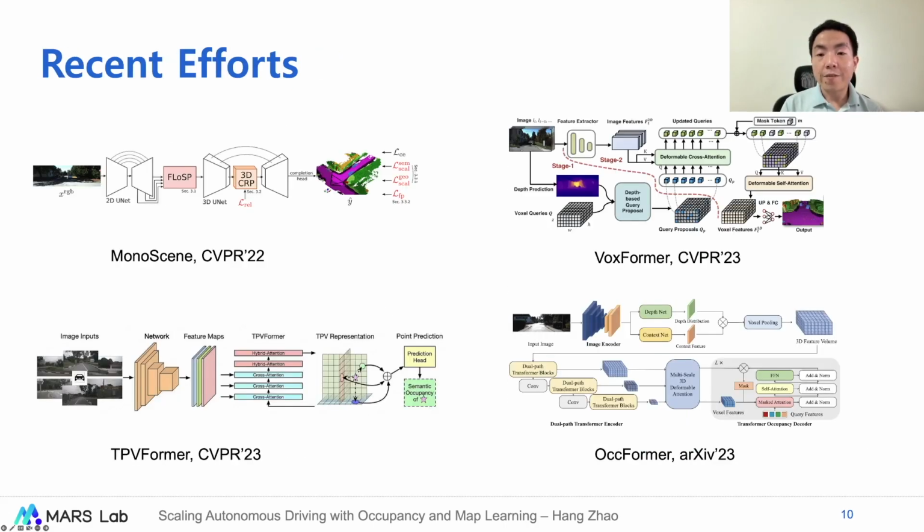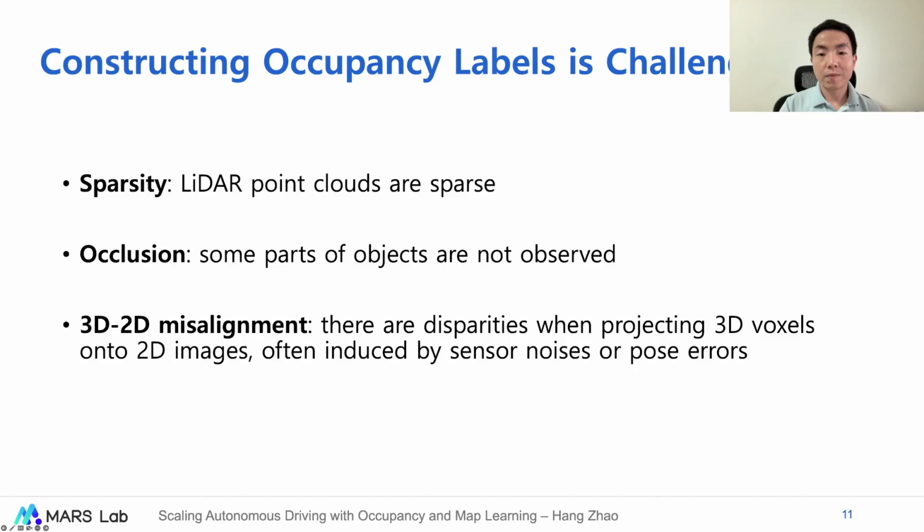There are many recent efforts on occupancy prediction. This is a super hot topic right now, and there are many papers coming out every month. But we observe that there's a notable absence of high-quality datasets together with benchmarks. Actually, constructing such a dataset is challenging for several reasons. The first one is sparsity.